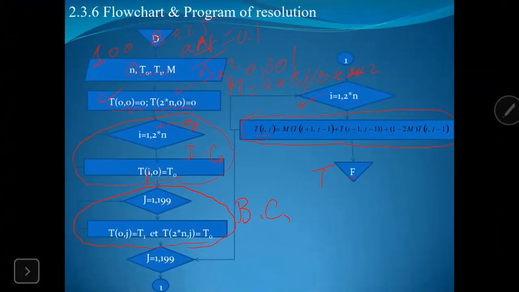For the program: CLC, clear, N max equal input N max, I max equal input I max, T0 equal 298.15 and T1 300.15. We take T1 here. If you want, you can take T2; if you don't want, you don't take it. Alpha equal 0.25, dx equal 0.05, dt equal dt.